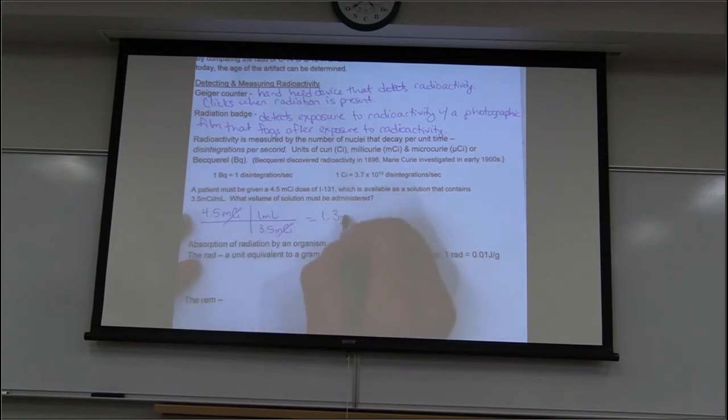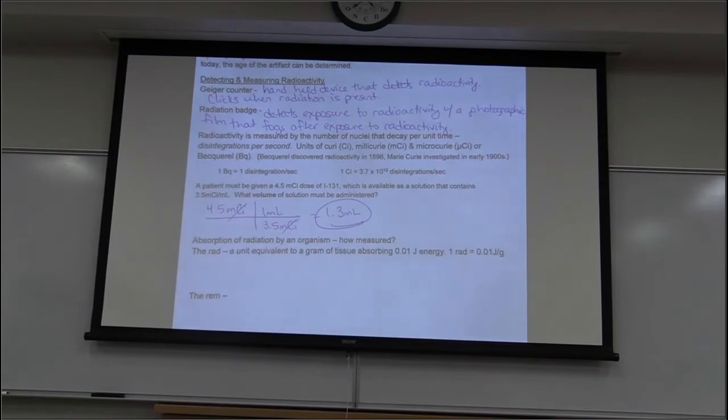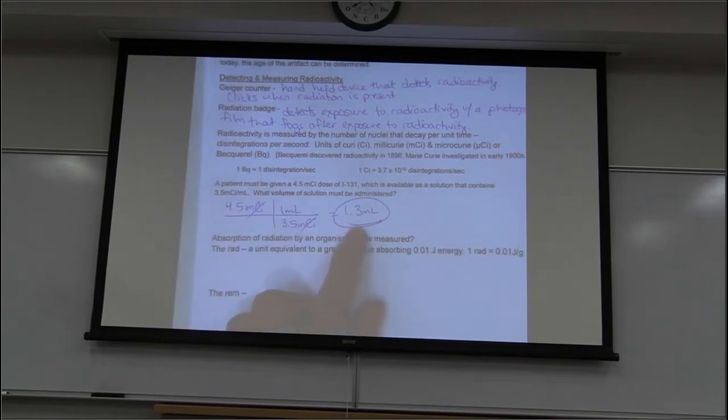Do you get 1.3 milliliters? Okay. All right, so 1.3 milliliters. Now, what does this mean? If you have to administer 4.5 millicuries to a patient, and the solution comes 3.5 millicuries per milliliter, then you will give them 1.3 milliliters.